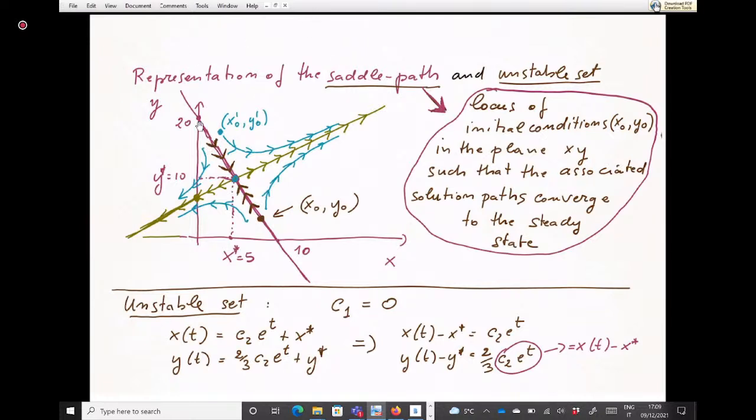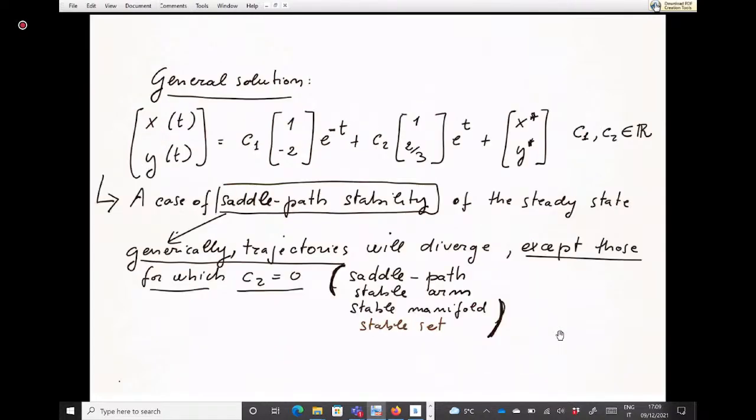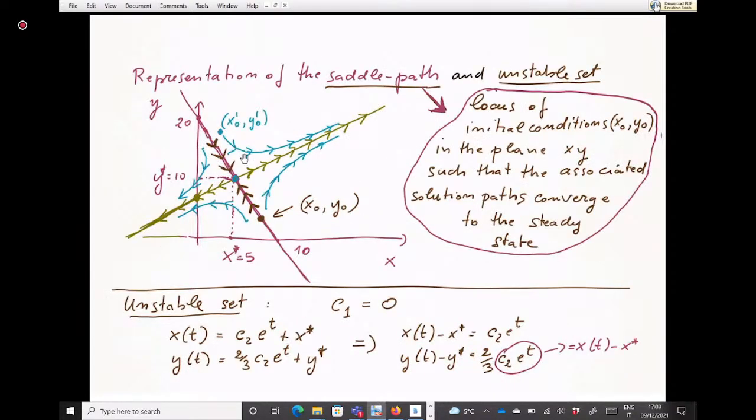Basically, the equation of the saddle path is y equal to minus 2x plus 20. We represent this in the plane xy. Remember now, we don't have any more the dependence on t. We can guess what happens as t increases. But here in this graph, we have only the behavior of y, the second component of our state vector, as a function of the behavior of x.